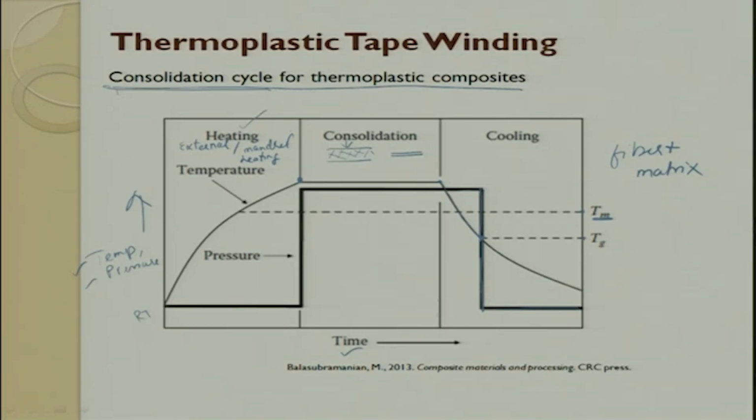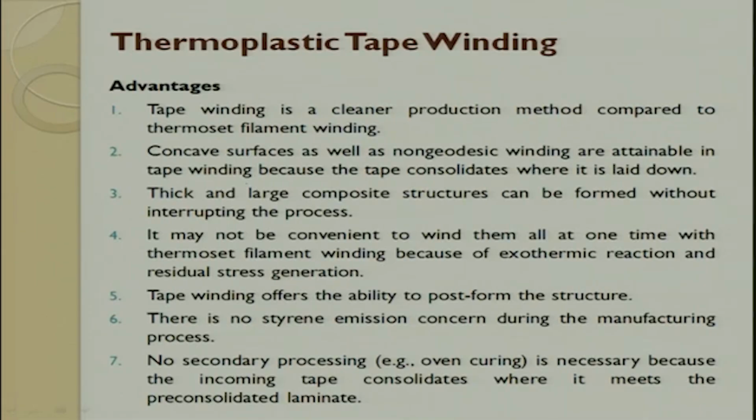You should know all the 3 stages, you should know the influence of pressure and temperature. So, what are the advantages of this process? It is a clean process, there is no gas, and the second thing is, whatever the input, there is nothing called waste, so you get the required output. The concave surfaces as well as non-geodesic winding are attained in this tape winding process. For example, geodesics, a disc like this, you can always get a concave shape or a convex shape, whatever it is. So, you can use this as a mandrel, and on this mandrel you lay the tape and you get the required output.